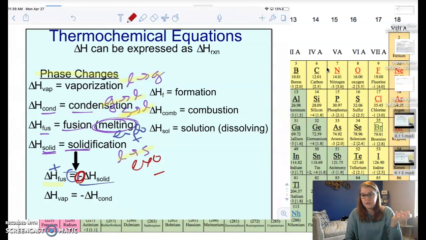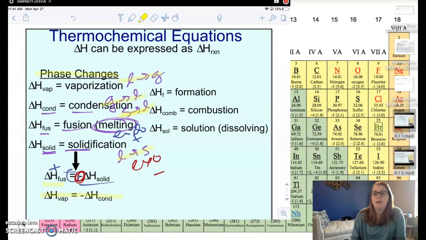So the delta H of fusion, if it were 10, the delta H of solidification for the same compound would be negative 10. And again, all the negative is communicating is whether or not the energy is leaving or entering the system. You can't actually have negative energy, right? So the negative is just communicating the direction in which the energy is flowing. The same thing here is true for vaporization and condensation. They are opposite reactions of one another. So vaporization would be the positive one, energy entering, and then condensation would be the negative one, the energy leaving.